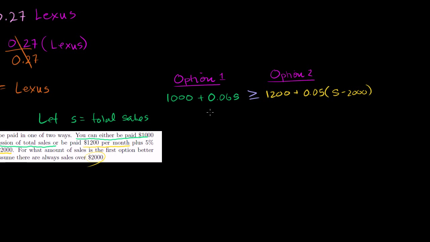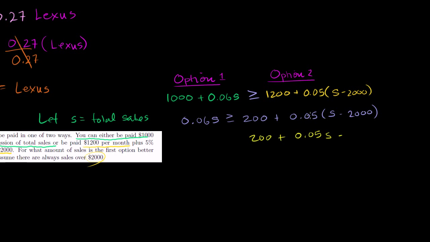The first thing I might want to do is subtract 1,000 from both sides. So if you subtract 1,000 from the left-hand side, you're just left with 0.06s is greater than or equal to, and if you subtract 1,000 from the right-hand side, you're left with 200 plus 0.05 times s minus 2,000. And then I probably want to multiply that out. This is going to be 200 plus 0.05s minus this 0.05.